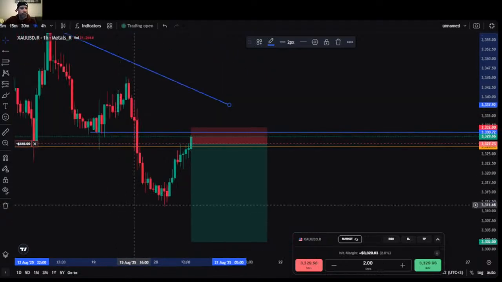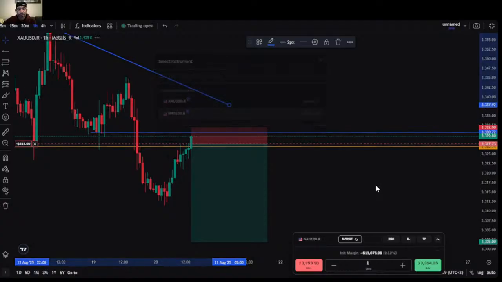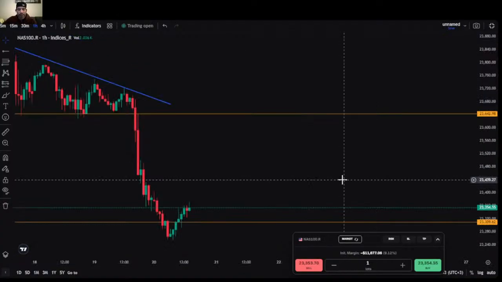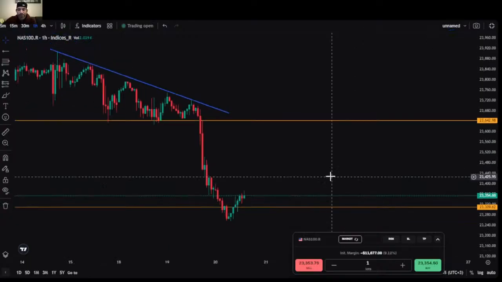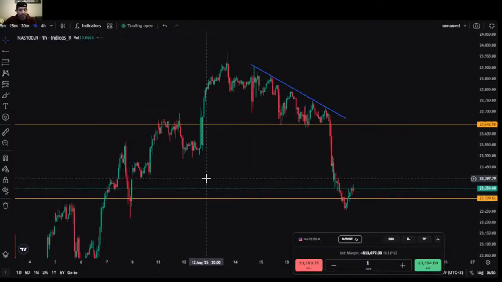All right, so while we're holding that there, let's take a look at the NAS and see what it's doing this morning. Probably making a correction as well. Yeah, there we go. Okay, so what are the levels we have here?